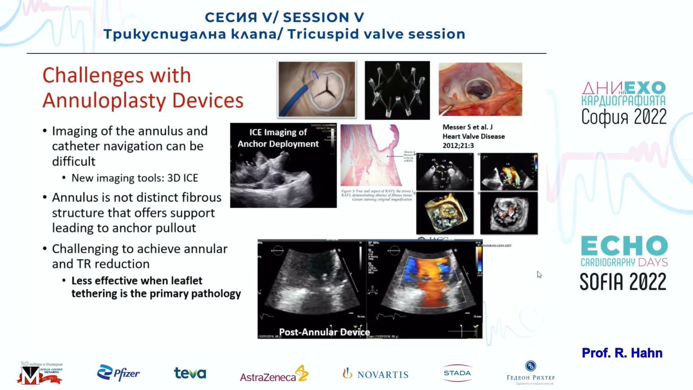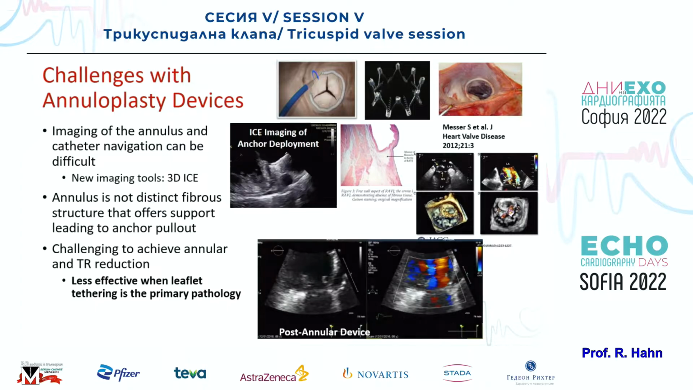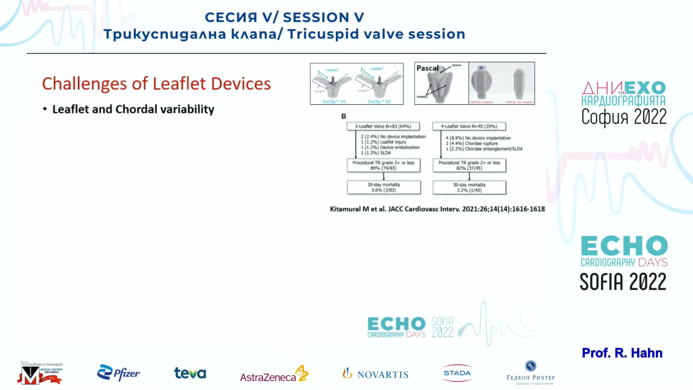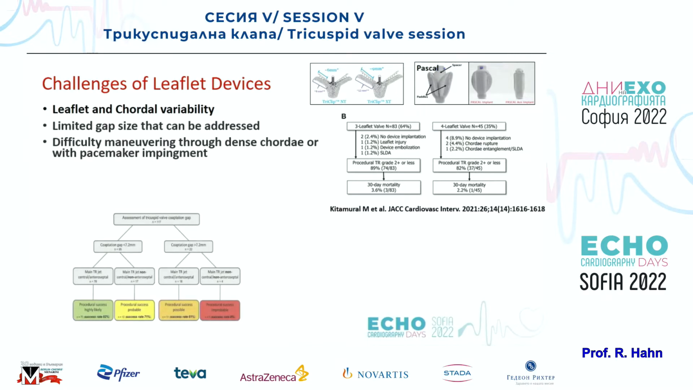This is one of those patients that received a transcatheter annular device and is left with still torrential tricuspid regurgitation. The leaflet devices, as we've already discussed, have their own issues with both leaflet and chordal variability. This is that second study showing that the 4-leaflet valves actually have a worse procedural success, so unable to get the tricuspid regurgitation down to moderate.